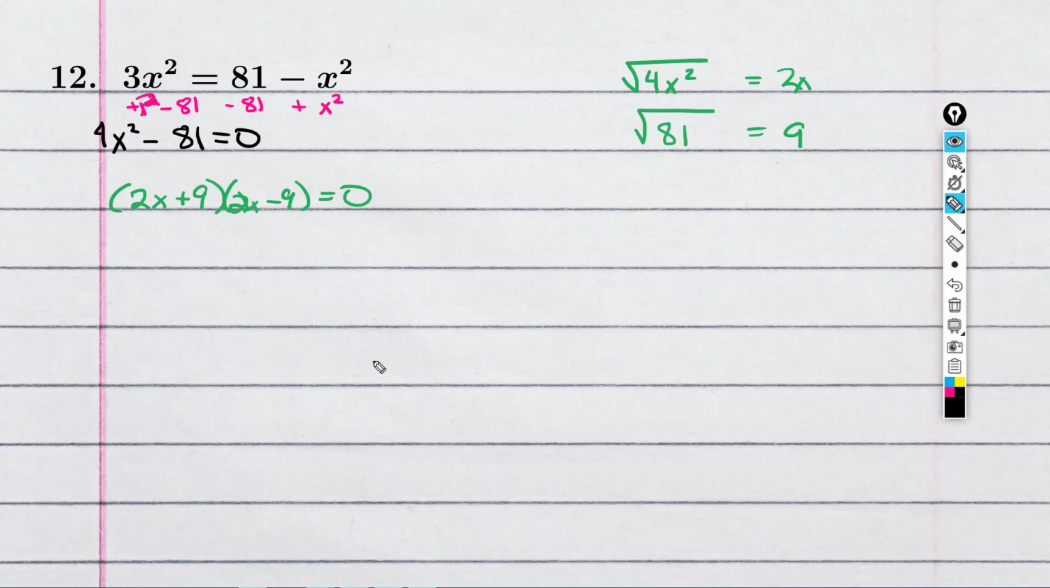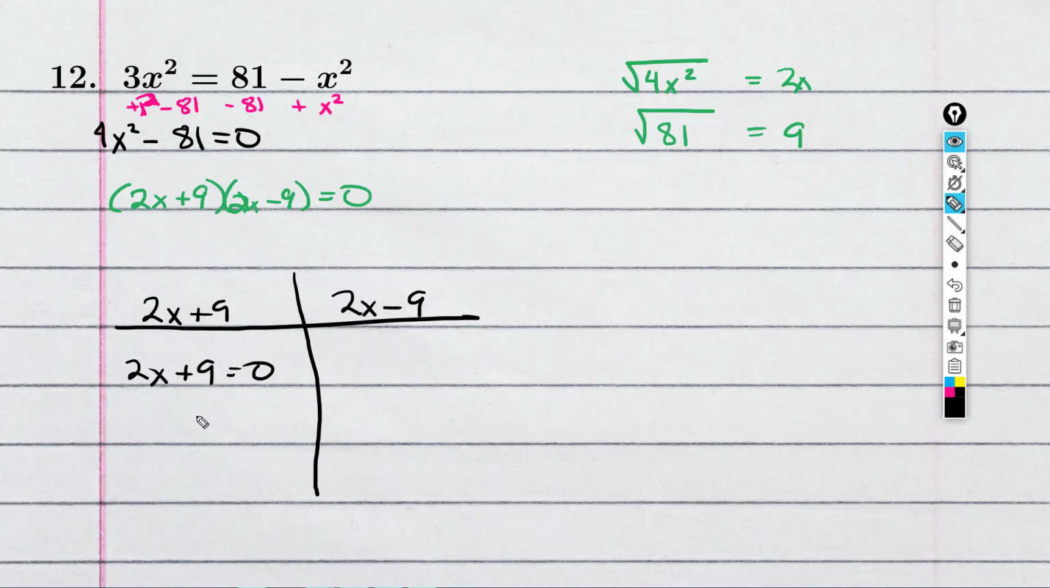So now we're going to use that chart to help us organize our factors. 2x plus 9 and 2x minus 9 are our two factors. Setting them equal to 0, we move the 9 to the right-hand side first. That gives us a negative 9 is equal to 2x. Dividing by 2 on both sides gives us x is equal to negative 9 halves.